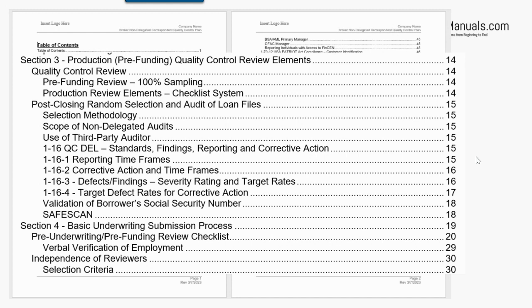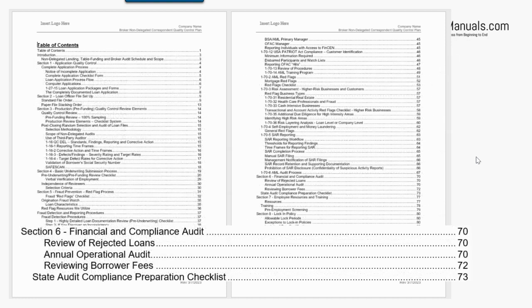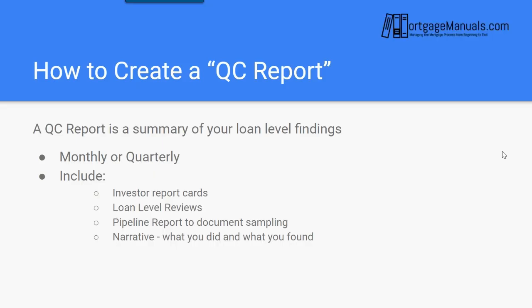Then there's the submission review, which is, how am I going to send the loan to the lender, make sure that the exhibits are correct, and a few things you need to know about that. And then finally, as I mentioned to you before, the most important piece is the financial and compliance audit, the review of the individual loans to prepare for your state audit compliance.